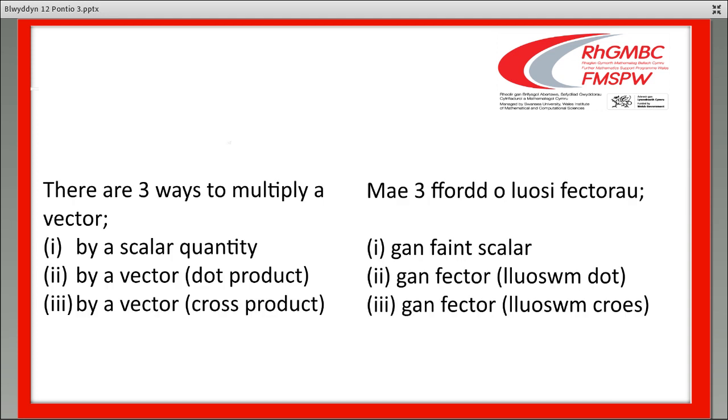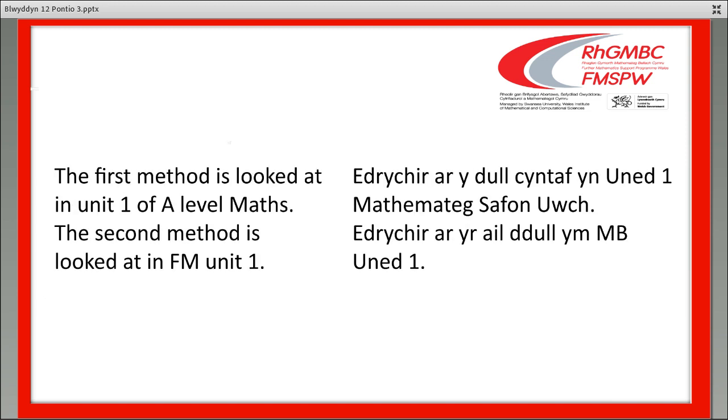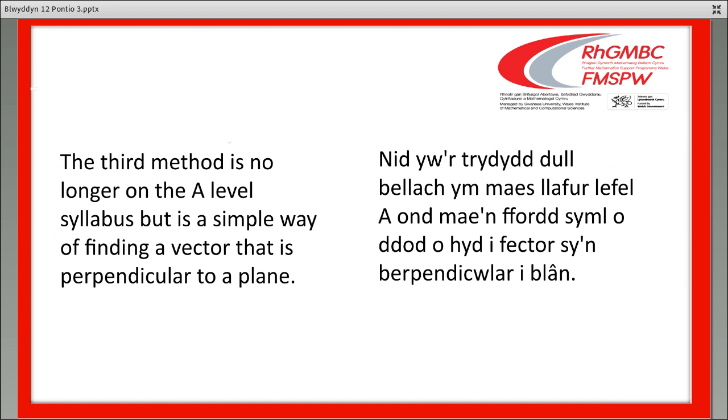So as you can see, that's what we've done. We've done the scalar quantity. We've multiplied a vector by another vector by using the dot product. And then we've used a vector times a vector, and this is the new one, by this thing called a cross product. Now, as I said, first method, Unit 1 of A-level maths, second method, FM Unit 1. So they were both at AS level.